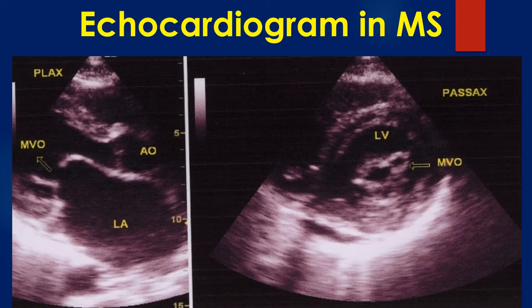Paradoxical movement of the posterior mitral leaflet is also visible. Normally, the posterior mitral leaflet moves posteriorly in diastole. Here there is a paradoxical anterior movement due to commissural fusion. Left atrium is dilated. Left panel shows parasternal short axis view.